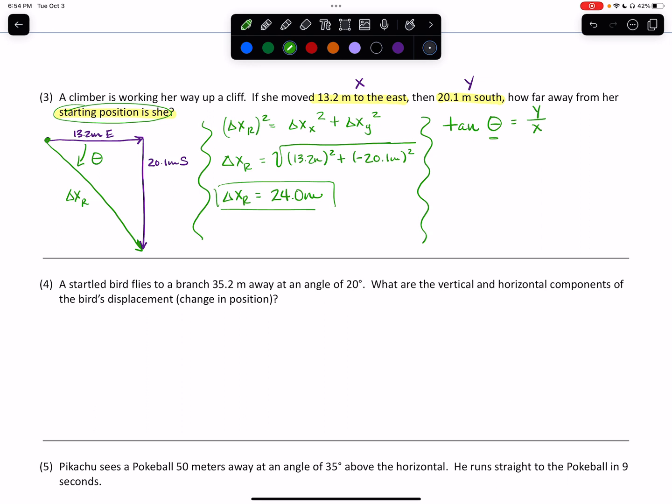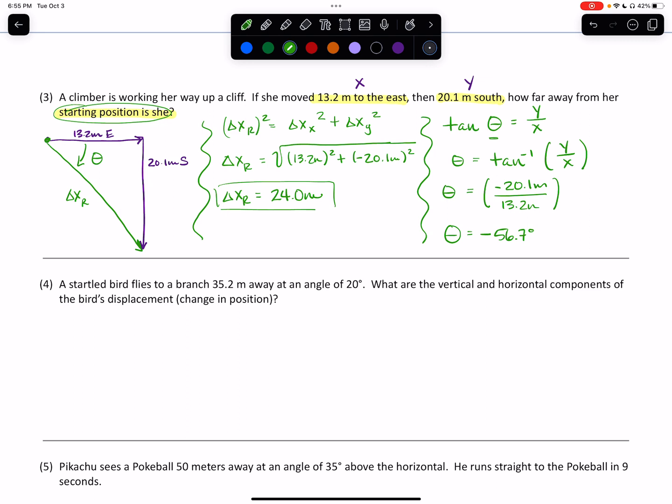So I need to take the inverse tangent, or the arctan, of both sides. I'm going to say that theta is equal to the inverse tangent of the y component divided by the x component. Then I'm going to plug them in. So theta is equal to the inverse tangent of negative 20.1 meters, that's our y component, divided by 13.2 meters, our x component. When I plug that into my calculator, it comes out as negative 56.7 degrees, which makes sense because we're below the 0 degree line.